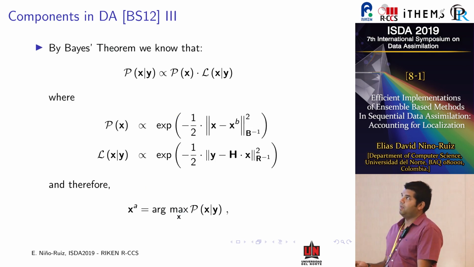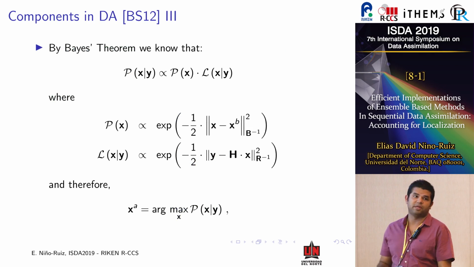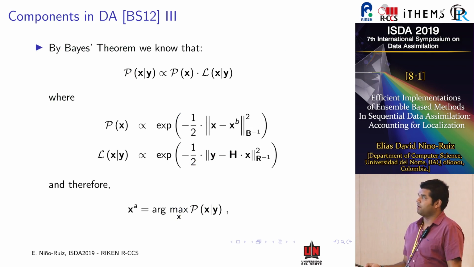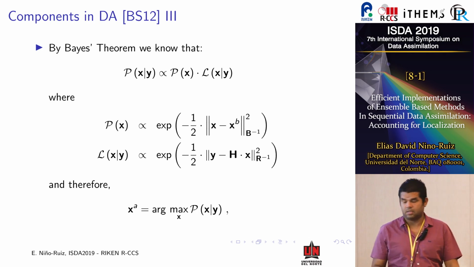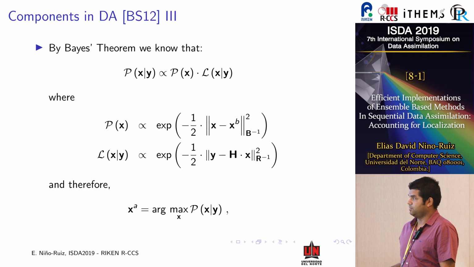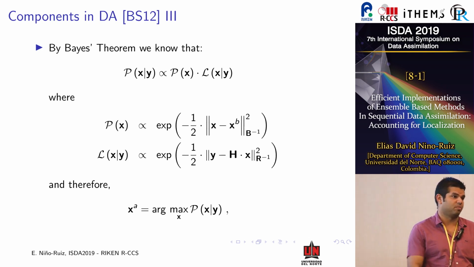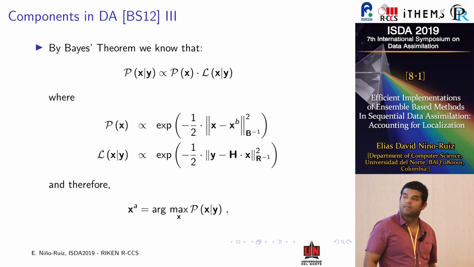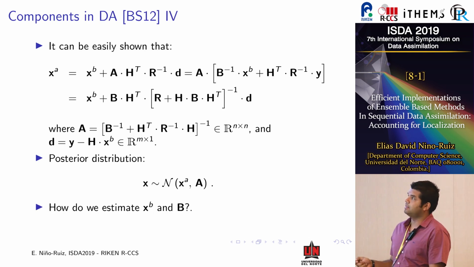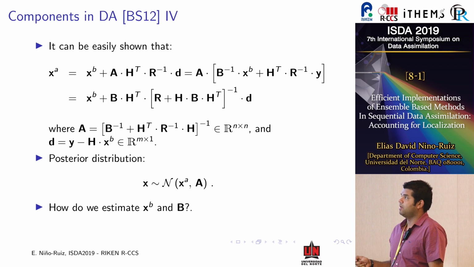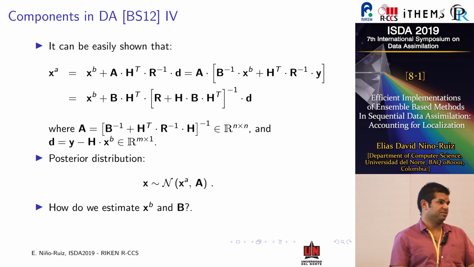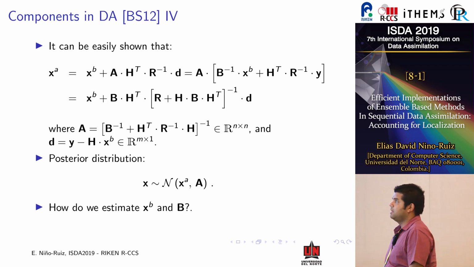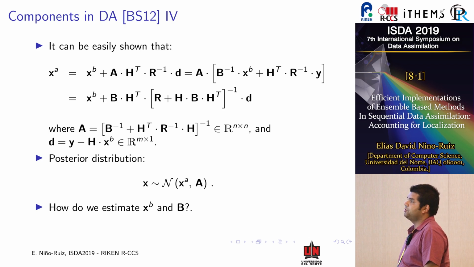Okay. So basically, by Bayes' theorem, we know that the posterior probability is given by the prior times the likelihood. If we assume that both are Gaussian, then the posterior estimate, the posterior mode, can be obtained through the maximization of the posterior probability. So it can be easily shown that the posterior mode is given by any of these equations. All of them are equivalent through matrix identities, the Woodbury matrix identity, for instance. Here, A is the posterior covariance matrix, and v is the innovation vector.